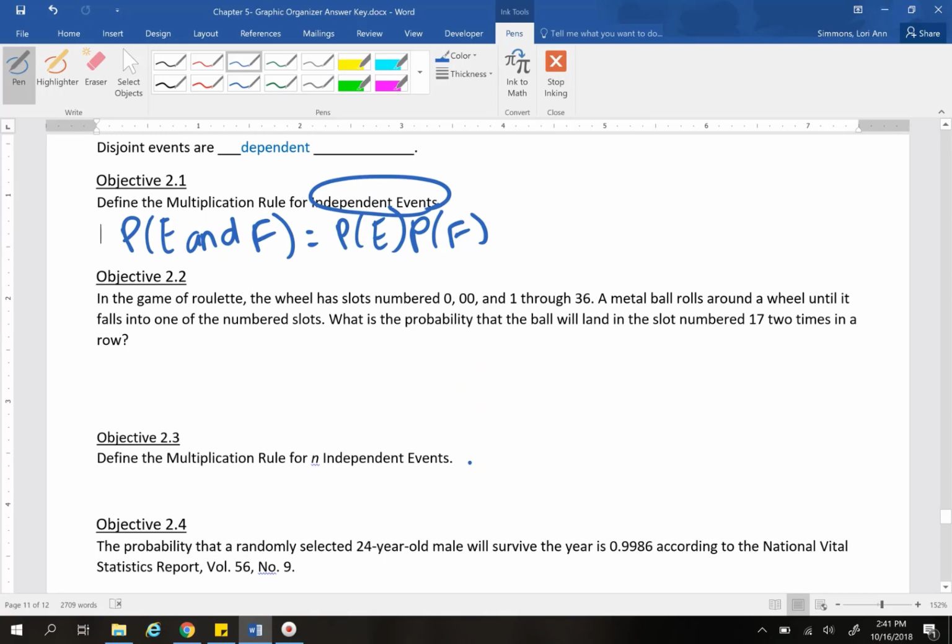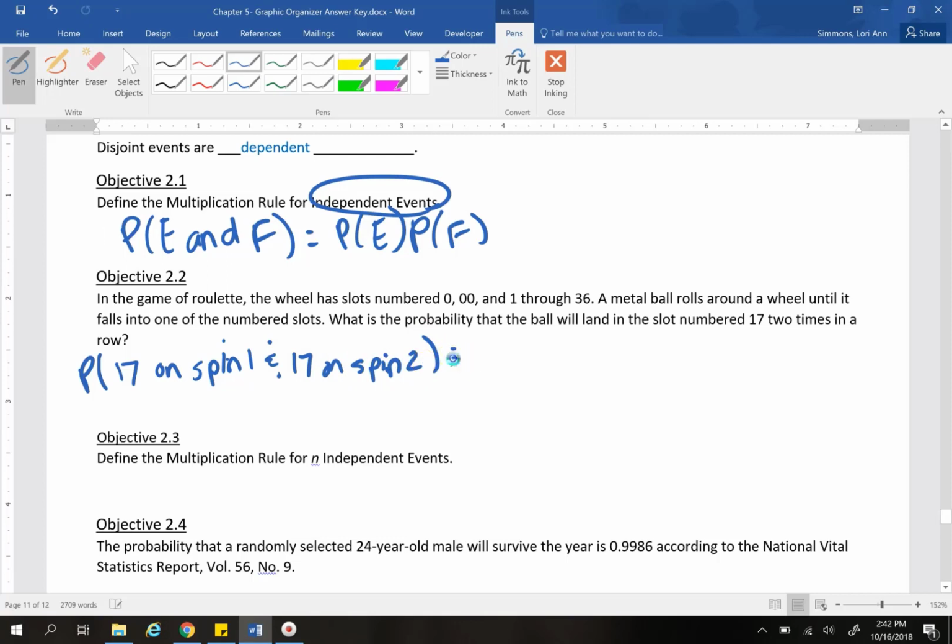In a game of roulette, the wheel has slot numbers 0, 00, and 1 through 36. A metal ball rolls around a wheel until it falls into one of the numbered slots. What is the probability that the ball will land in the slot numbered 17 2 times in a row? So what we want to know is the probability of 17 on spin 1 and 17 on spin 2.